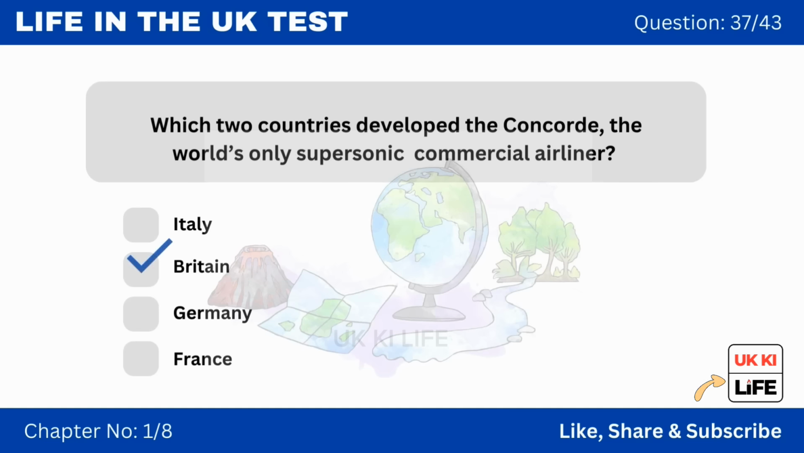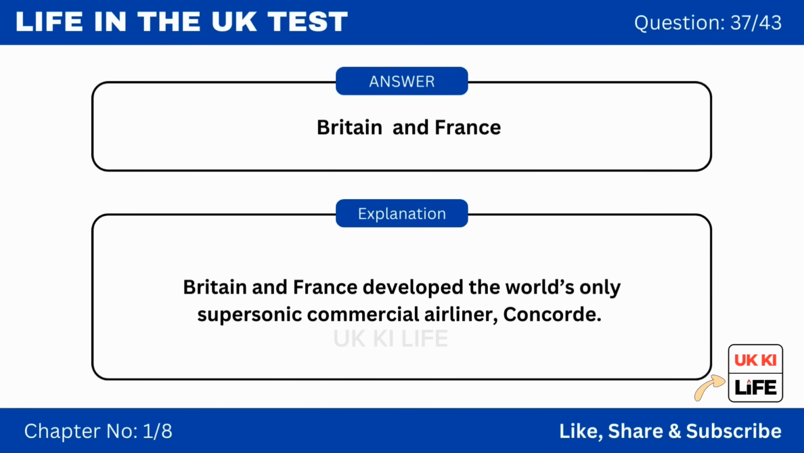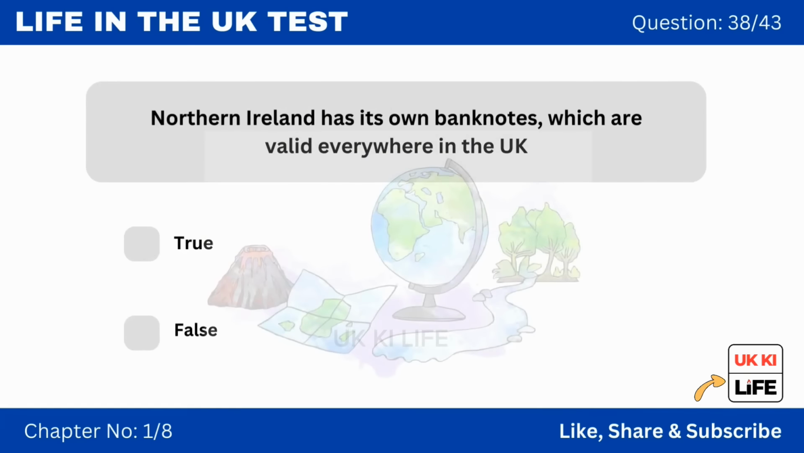The correct option is B and D. Explanation. Britain and France developed the world's only supersonic commercial airliner, Concorde. Question 38. Northern Ireland has its own banknotes, which are valid everywhere in the UK. True. False.